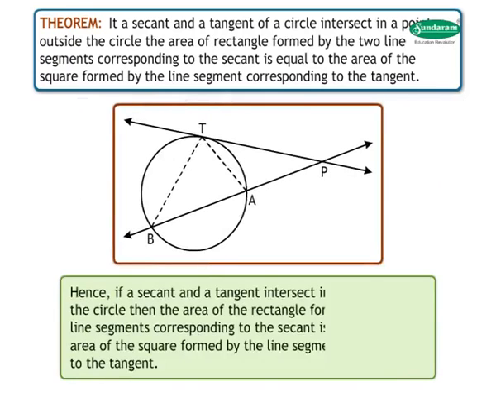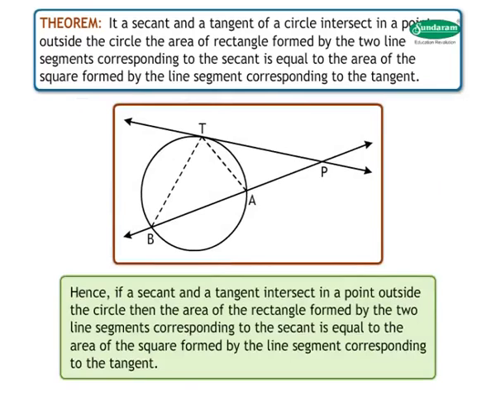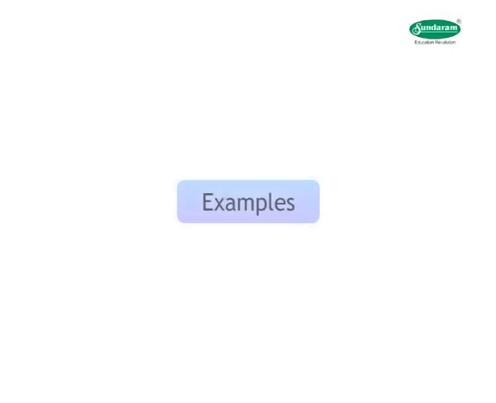Hence, if a secant and a tangent intersect in a point outside the circle, then the area of the rectangle formed by the two line segments corresponding to the secant is equal to the area of the square formed by the line segment corresponding to the tangent. Let us look at the examples.